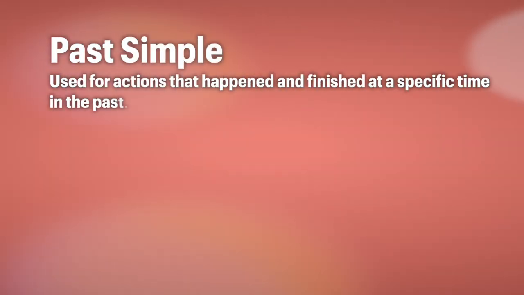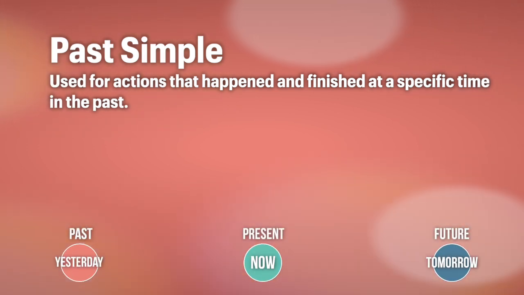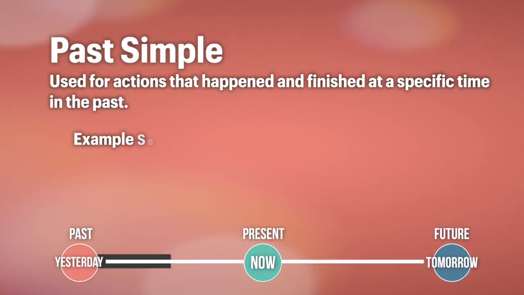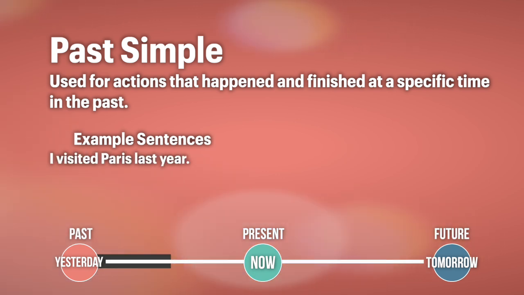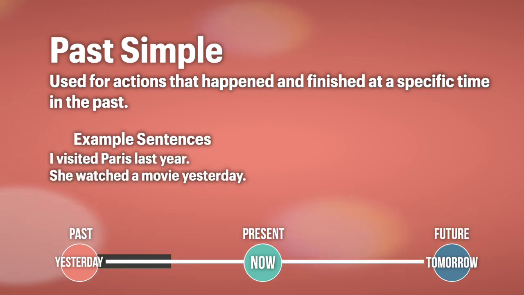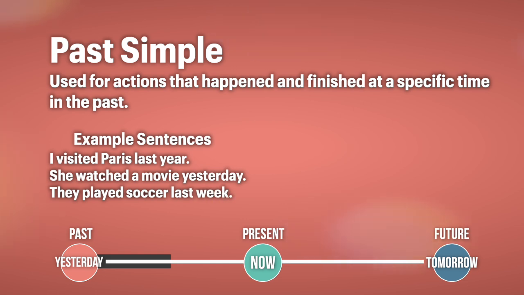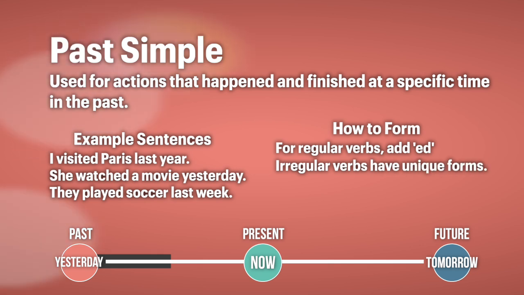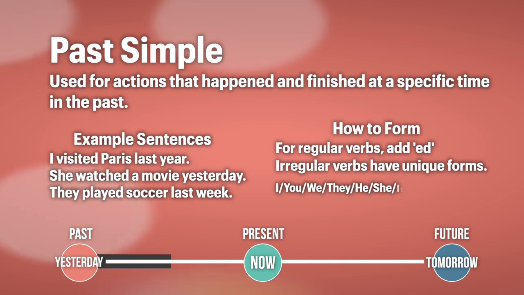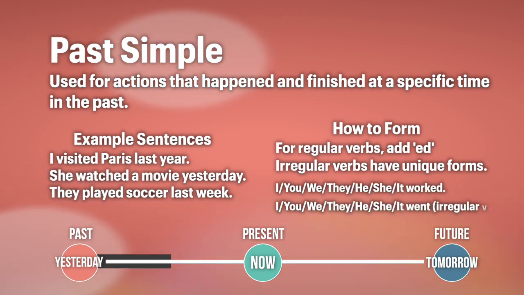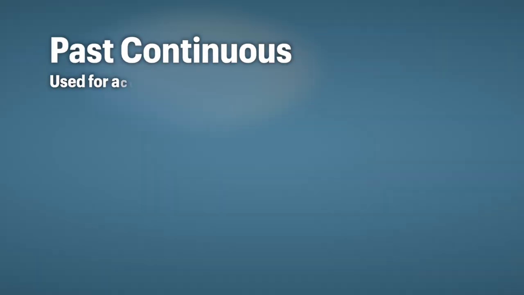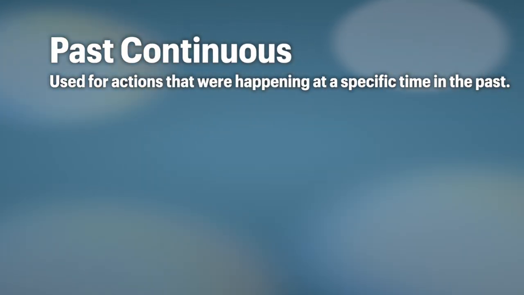The past simple tense is used for actions that happened and finished at a specific time in the past. For example, I visited Paris last year. She watched a movie yesterday. They played soccer last week. How to form the past simple tense. For regular verbs, add ed. For irregular verbs, they have their own unique forms. I worked. I went.